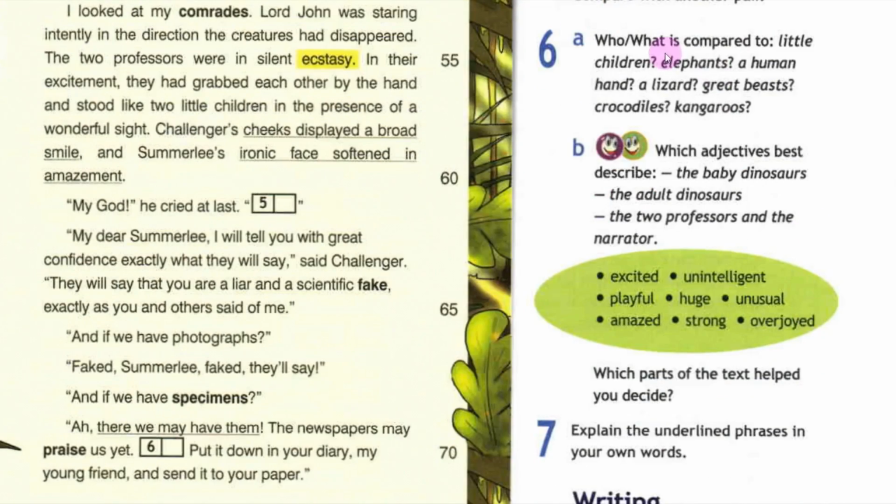Exercise 6. Who or what is compared to little children, elephants, a human hand, a lizard, great beasts, crocodiles, kangaroos? Кто или что сравнивается с маленькими детьми, слонами, человеческой рукой, ящерицей, какими-то большими огромными зверями, крокодилами и кенгуру.